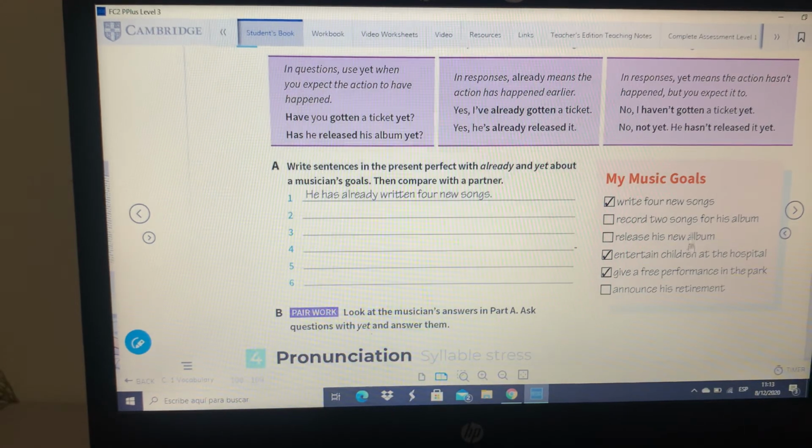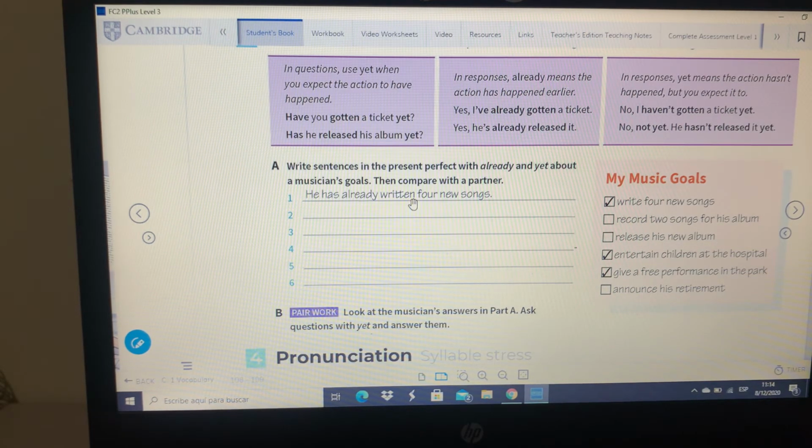What you have to do here is using any pronoun that you want, he, she, they. If you talk about the members of a band, you can use they. If you are talking about an artist, you can use he or she. If you use he or she, you have to use has. If it is affirmative, you use already. If it is negative, you use yet at the end of the sentence. And what else? The verb that you need to conjugate is this: write, record, release, entertain, give, announce.